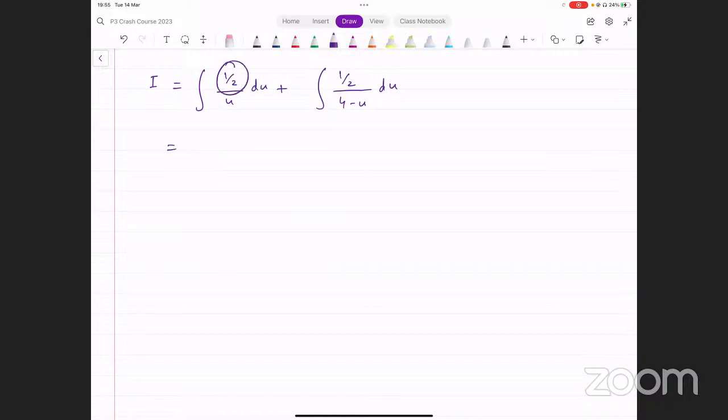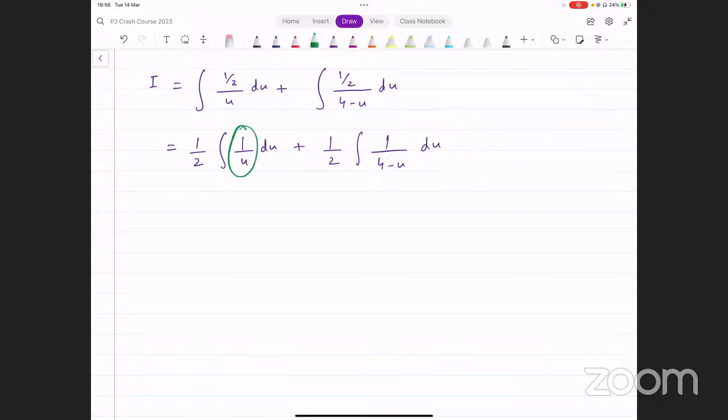This is a constant, 1 over 2. We could write this outside the integral. So it becomes 1 over 2 into the integral of 1 over u with respect to u. Again, this is also a constant. We could write this outside, 1 over 2 into the integral of 1 over 4 minus u. And now we need to think about what rule we can use here.